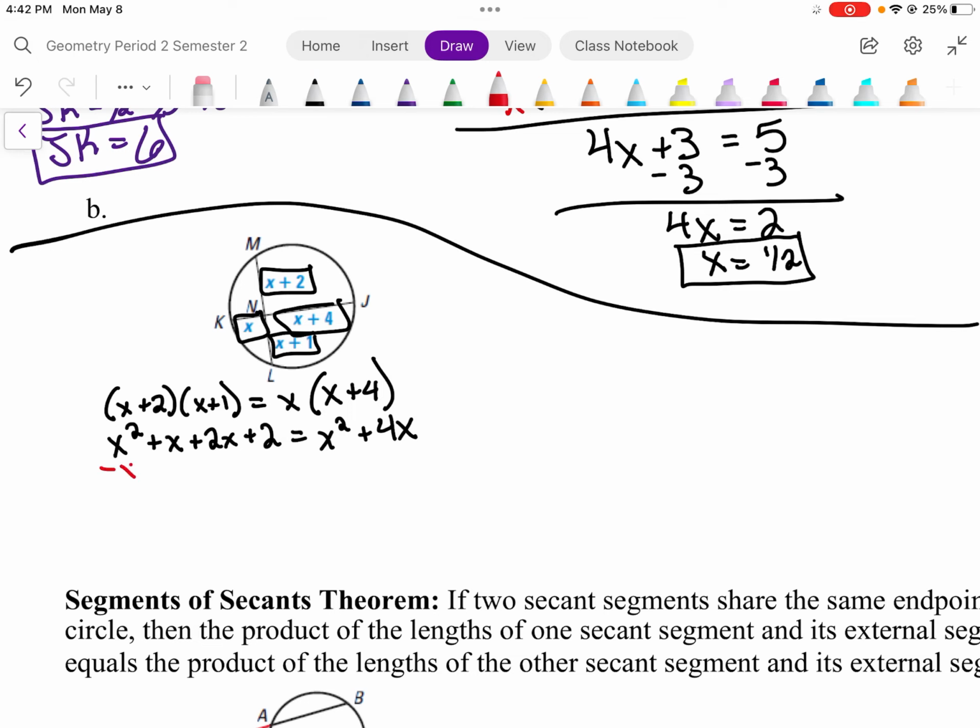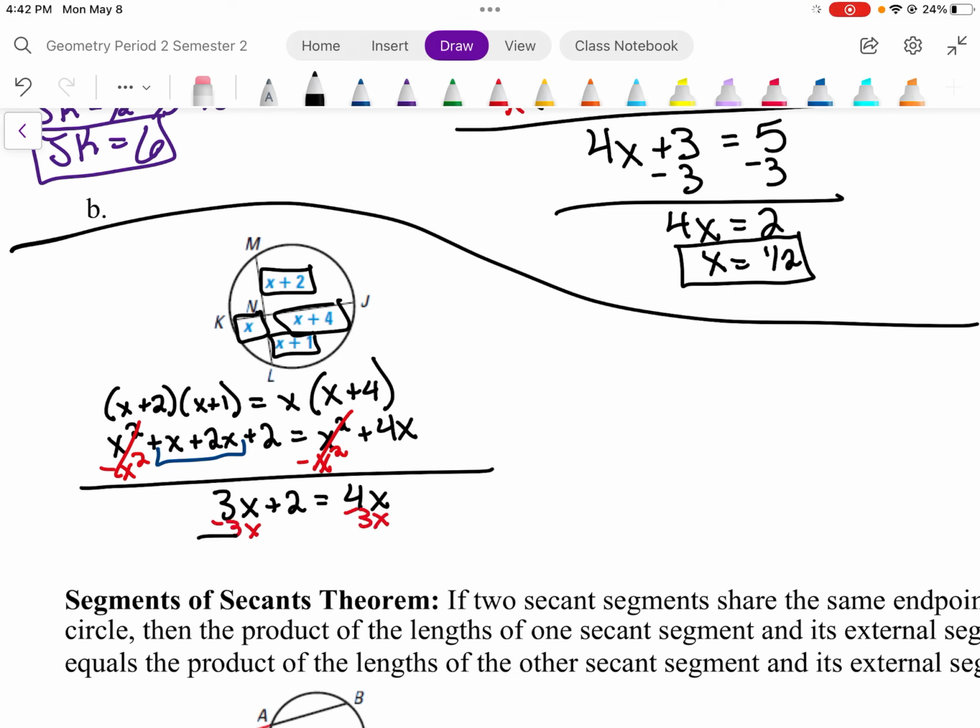So on both sides, we ended up with an x squared, so we can just get rid of that right away. And then we can also combine in any like terms we have. So we're going to have 3x plus 2 equals 4x. And then the fastest way to solve this one would be subtracting 3x on both sides to get x equal to 2.